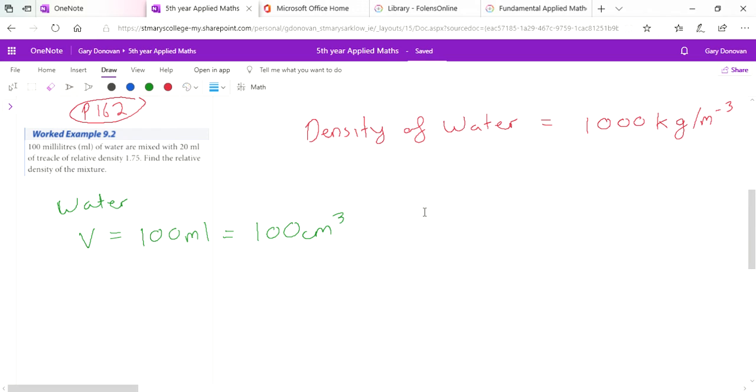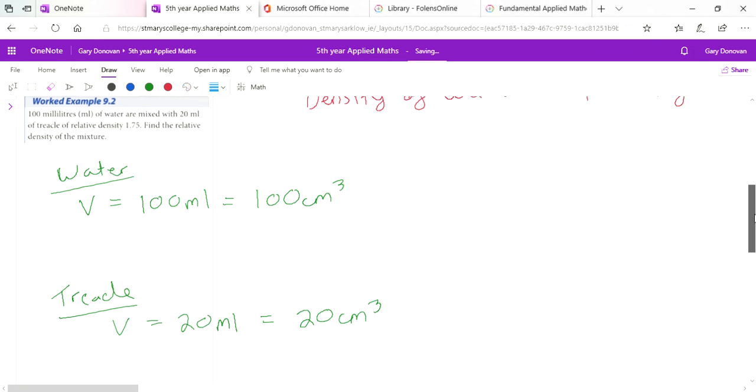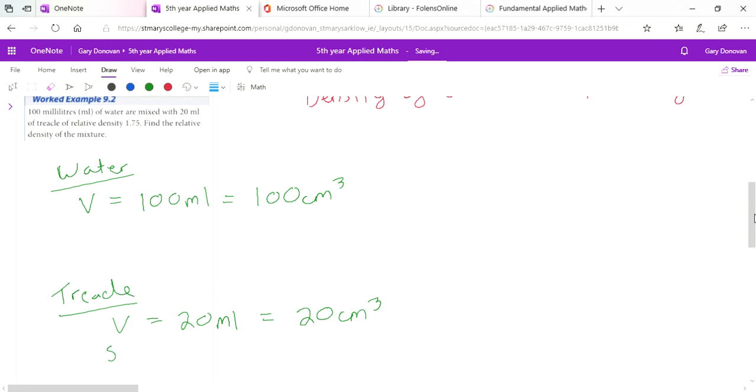It's mixed with treacle. Treacle is kind of like honey. The volume of the treacle is 20 milliliters, which is 20 centimeters cubed, and the treacle has a relative density of 1.75. So S for treacle is 1.75, and from that we can get the density of treacle. It's going to be 1750 from the equations we've just done. Calculate the relative density of the mixture. Now the other thing we know actually is we know the density of water already. That's something you have to learn. It's 1000 kilograms per meter cubed, and I should put kilograms per meter cubed here as well.